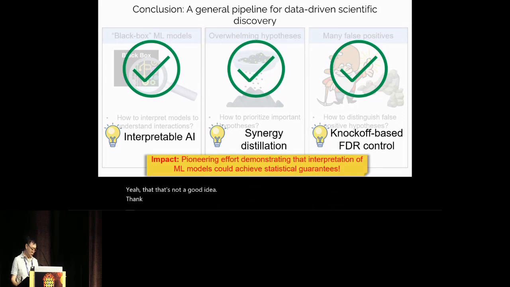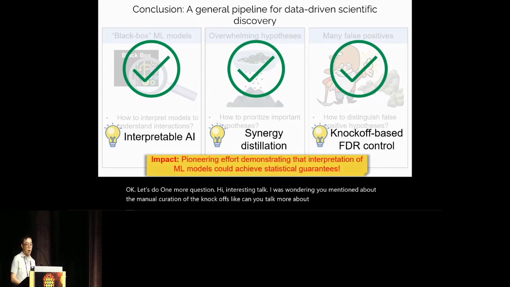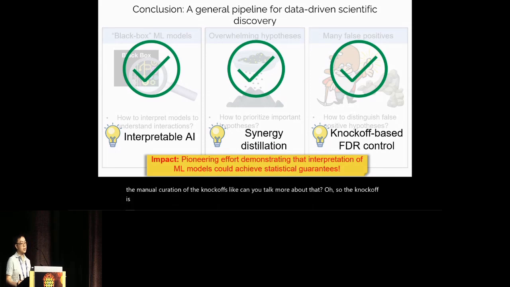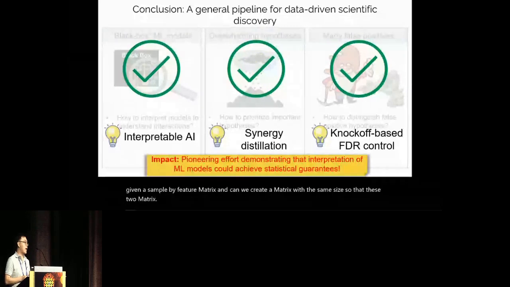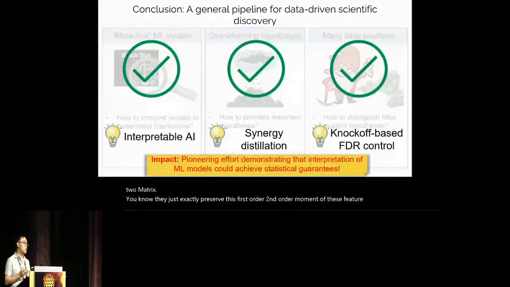Thank you. Okay, let's do one more question. Hi, interesting talk. You mentioned the manual curation of the knockoffs. Can you talk more about that? Oh, the knockoff is not our work. This is a seminal work from Candès's group at Stanford. The basic idea is, given a sample by feature matrix, can we create a matrix of the same size so that the two matrices exactly preserve the first order and second order moments of the feature statistics, so that it can be used as a reasonable control.